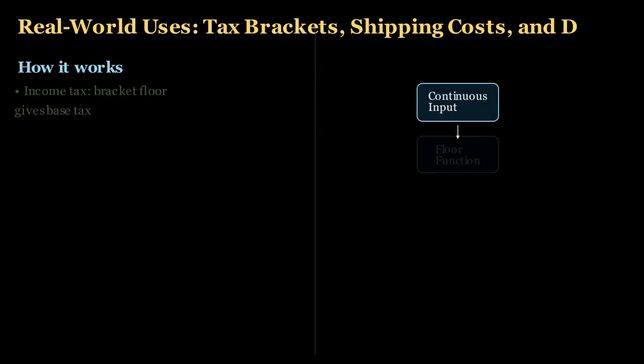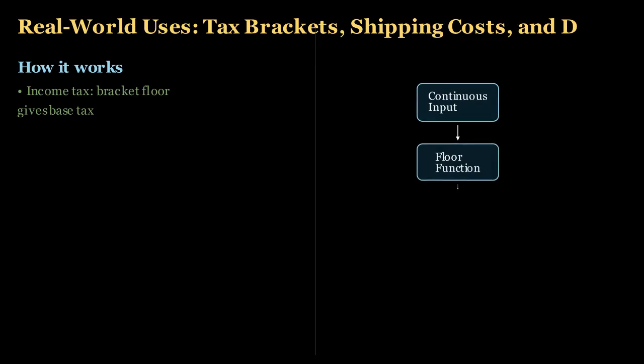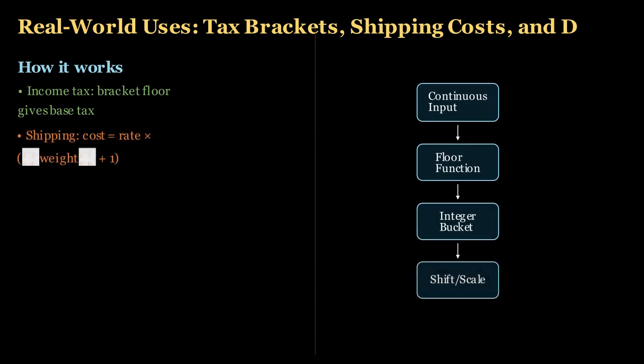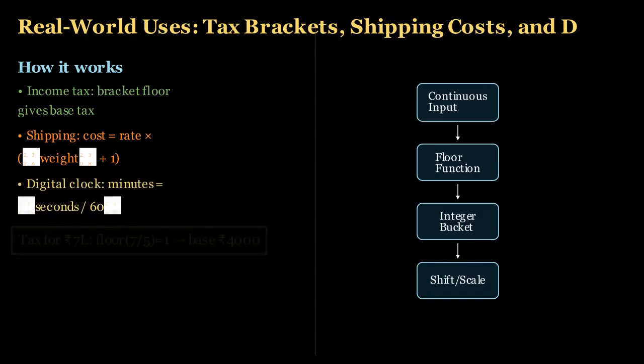For shipping, a common rule is, cost equals the rate times the ceiling of the weight. The ceiling is just the floor of the weight plus 1, because any fraction pushes you to the next whole number. For a digital clock, the displayed minutes are the floor of total seconds divided by 60.